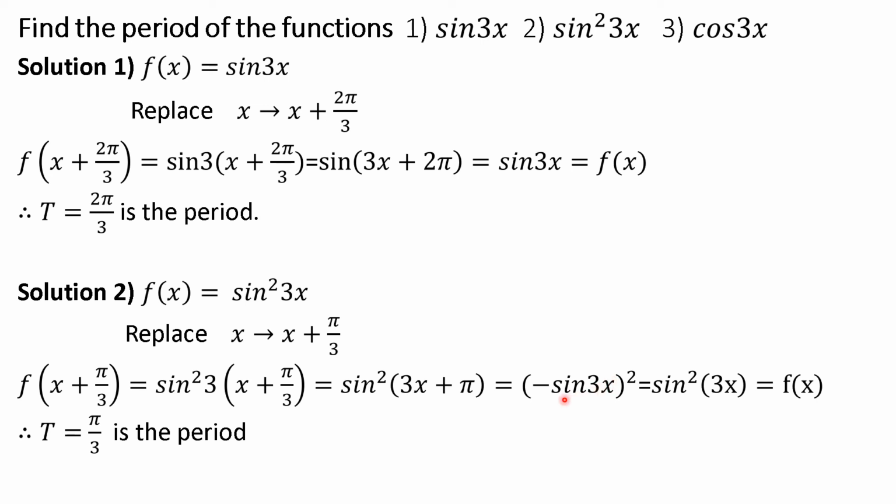Minus sine 3x whole square is the same as sine 3x whole square, that is sine square 3x. Sine square 3x is our given f of x, isn't it? Therefore, after putting x by x plus pi by 3 also, we will get f of x. That means the period of this periodic function is pi by 3.